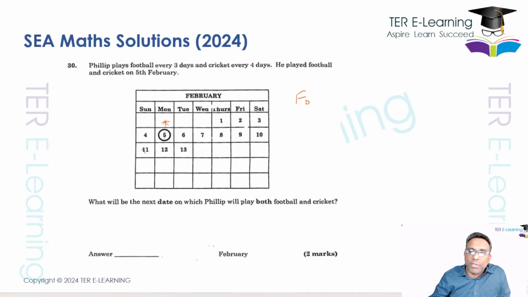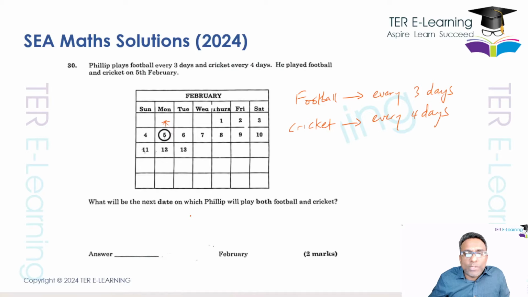So football is every 3 days, and cricket is every 4 days. Now what they want here is, what will be the next date on which Philip will play both cricket and football? So the first thing I would do is write out some more days in the month.